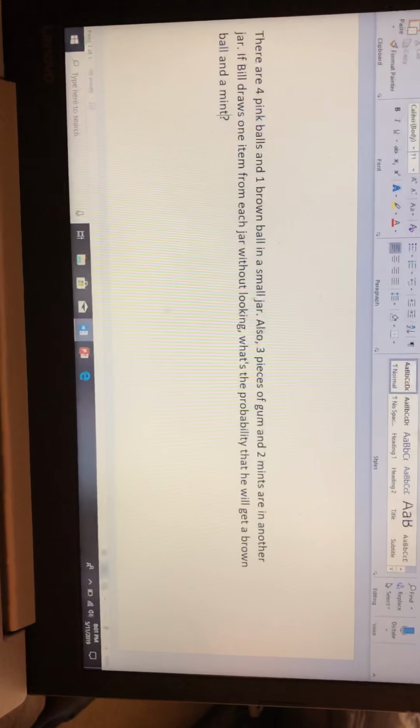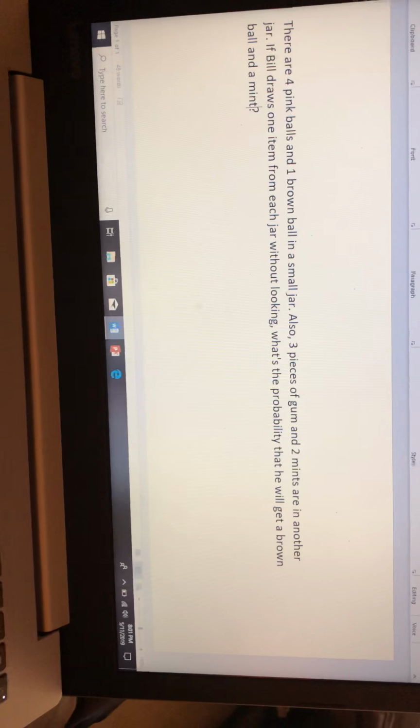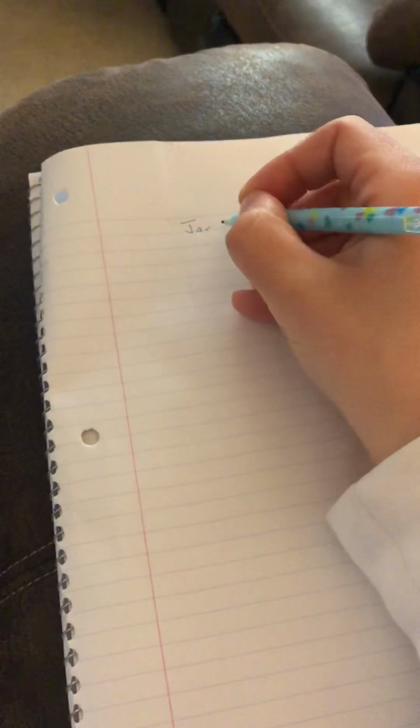So you have 2 different jars. In the first jar, this is the one with the balls in it. You have 4 pink and 1 brown. So there are 5 total balls in there. In your second jar, or jar 2, this is with the gum and mints. Stuff to make your breath smell good.